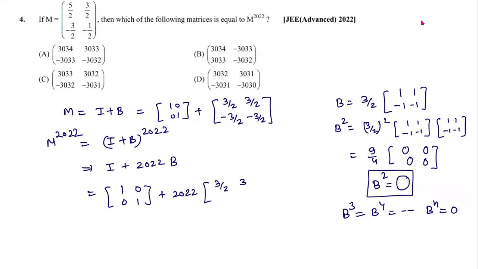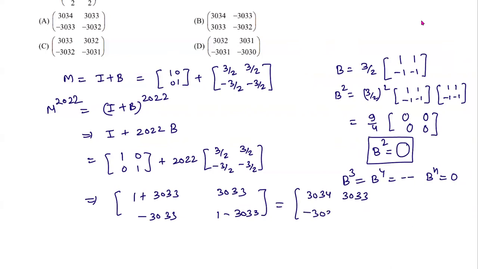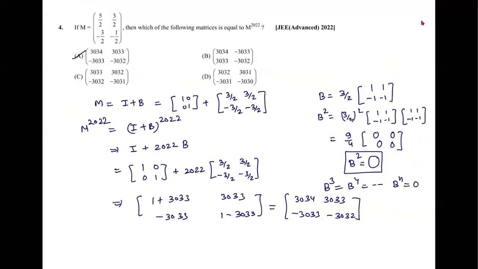B by 2, B by 2, minus 3 by 2, and minus 3 by 2. Am I correct? Yes, sir. Simplify. What simplification do we have? 1 plus 3033 minus 3033 and 1 minus 3033. So what answer did we get? 3034, 3033 minus 3033 minus 3032. See, that is the advanced question. Get the concept? You just need to write I plus B, not more than that.